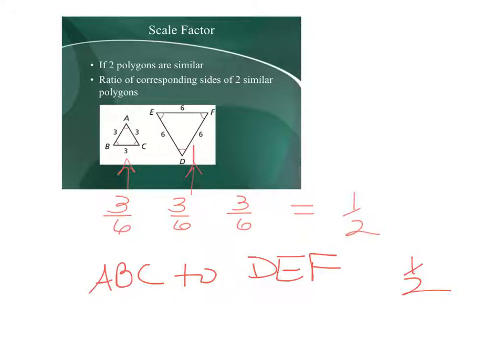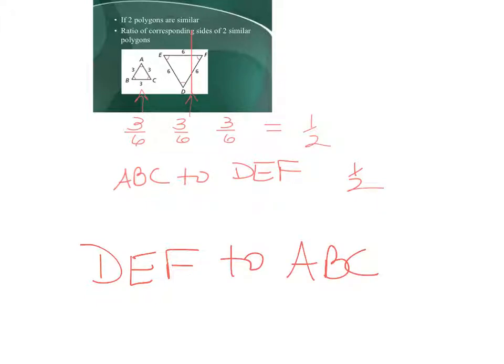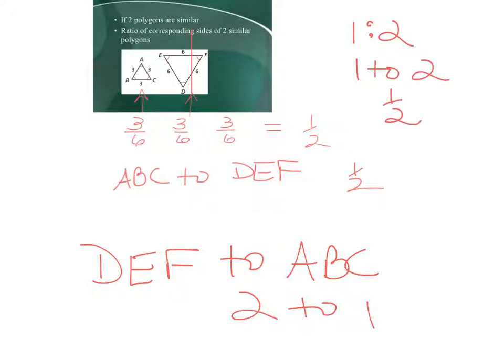But if I said it backwards, and if I said, what's the scale factor of DEF to ABC, then you would say it was 2 to 1. Remember, there's 3 ways to write a ratio. You can write it with a colon, you can write it with the word TO, or you can write a ratio as a fraction. 3 ways to write a ratio. The order of the letters that's given to you matters.